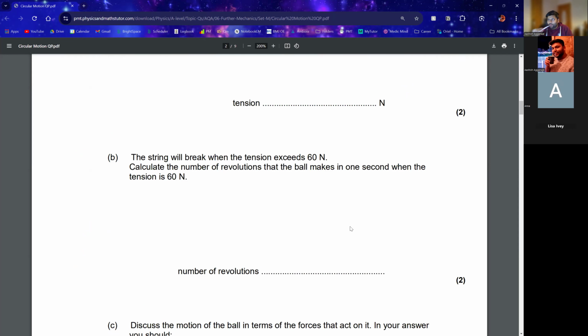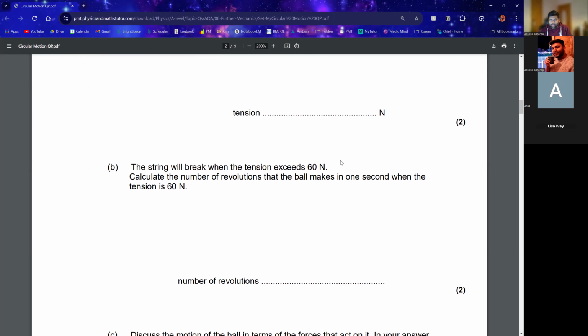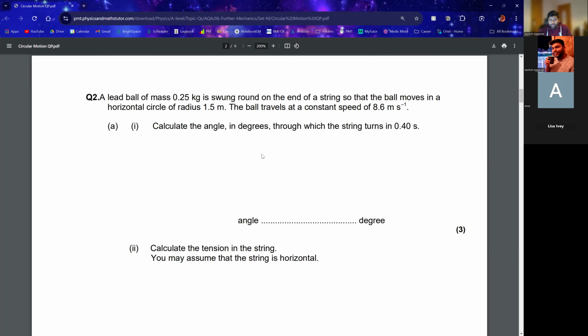Okay. What do you think of this one? Sorry, could you scroll back up just to look at the radius? Of course. That 0.5. 1.5.